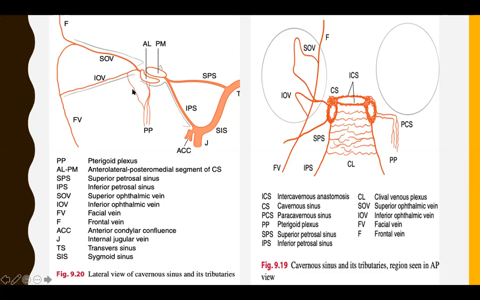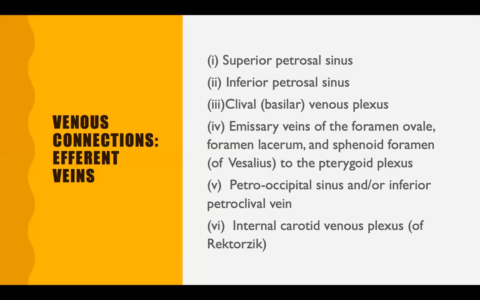The superficial middle cerebral vein, an afferent vein, is not seen here, which I will show in a subsequent slide. The efferent veins go mainly into the superior petrosal sinus, the inferior petrosal sinus, and the pterygoid plexus. Similarly, in the AP view, the clival plexuses can be seen, where the basilar plexus and the clival plexus provide efferent drainage. Otherwise, there can be emissary veins or the internal carotid venous plexus of Rektorzik.